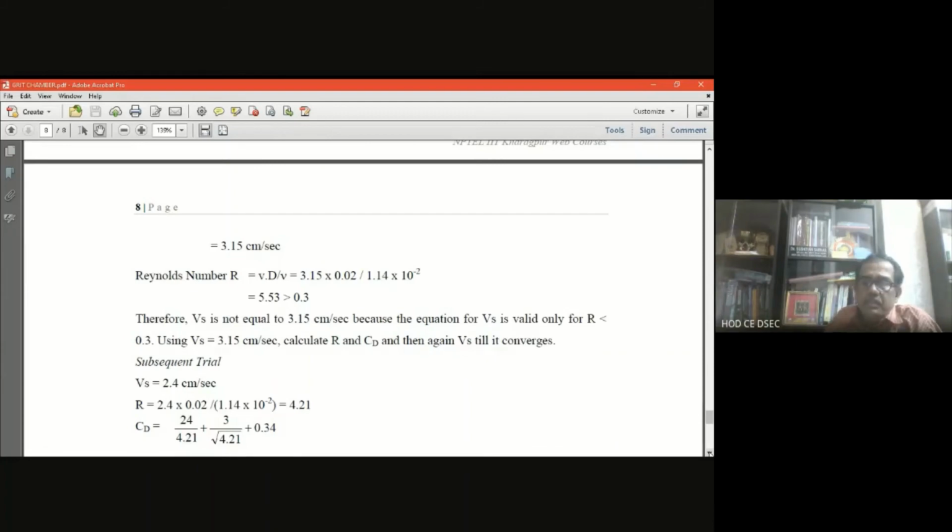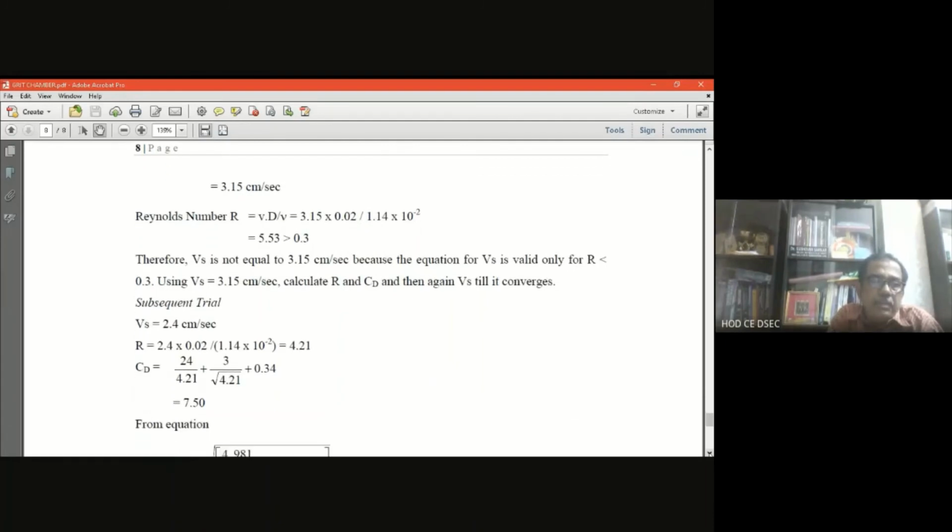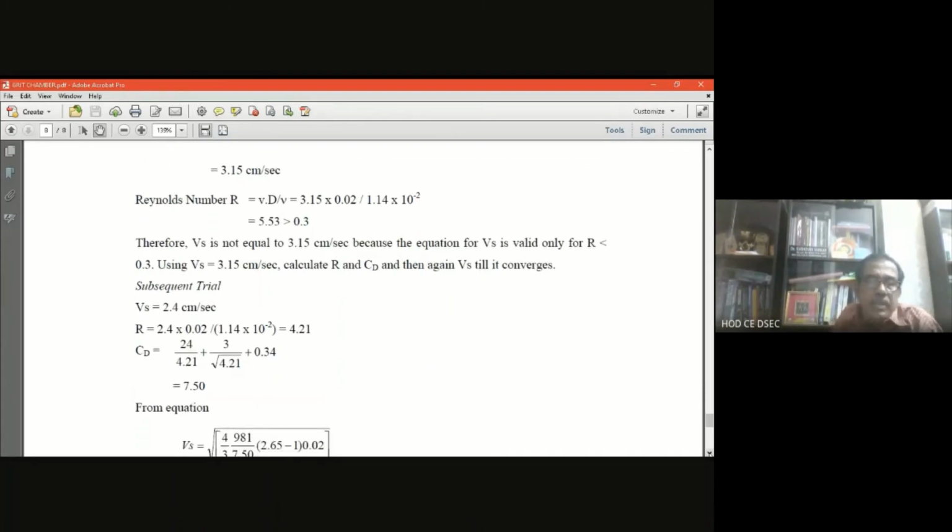So that means Stokes law will not be applicable, and the drag coefficient you have to calculate: 24 by R plus 3 by square root of R plus 0.34. This is the drag coefficient formula.